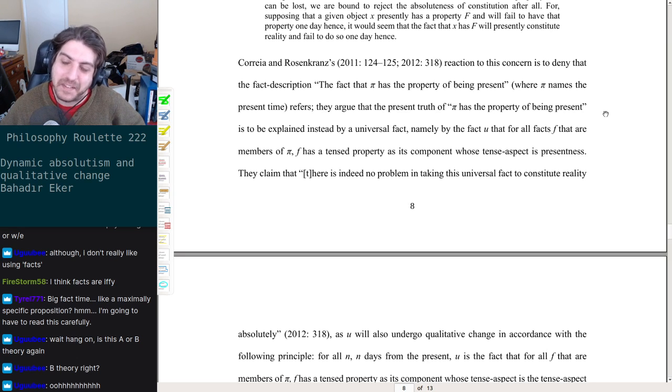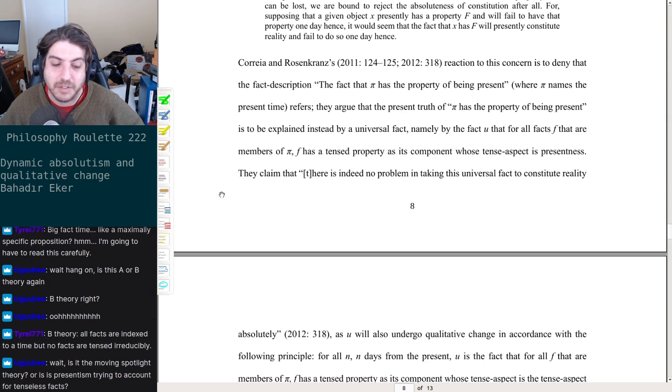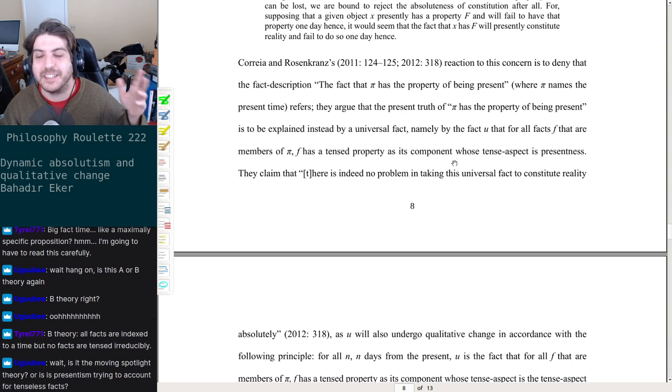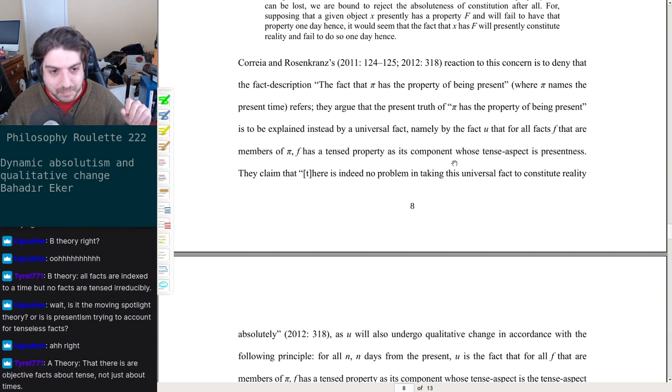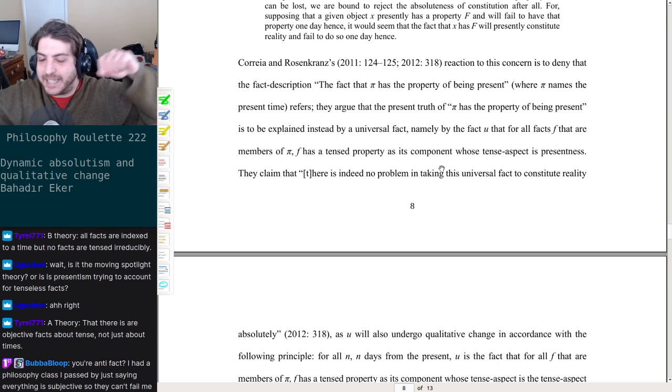See, this is what's going on in this paper. The author is accusing Correa and Rosencrantz of only being A theorists in name and really being sort of secret B theorists. So B theory, all facts are indexed to a time, but no facts are tensed irreducibly. But that's the thing, these are irreducible things. So there are no facts about times is sort of the A theory, because there are only tenses. You're trying to just index everything.